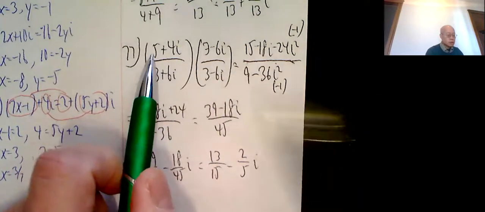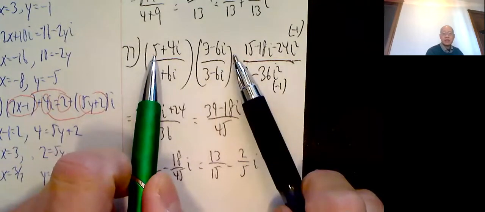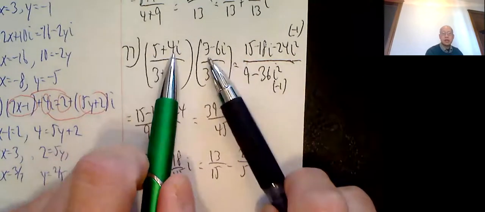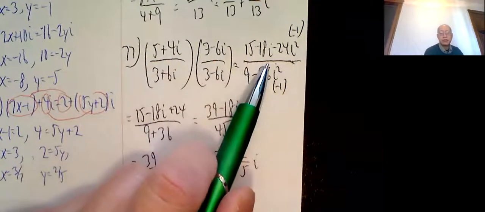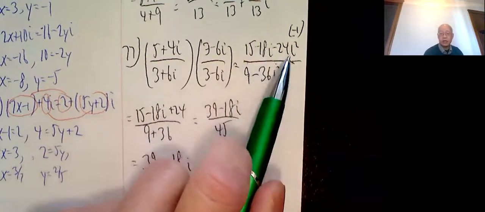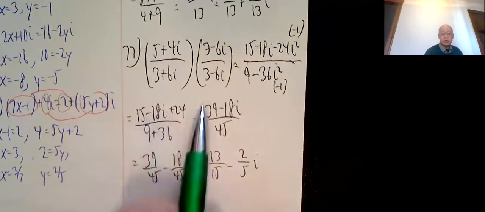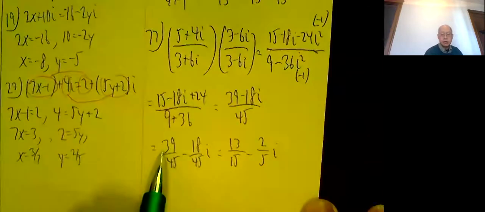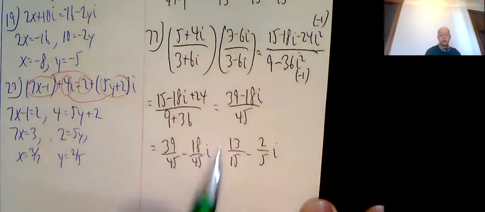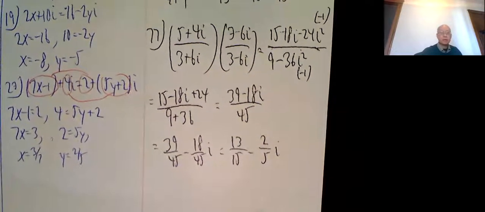Top is FOIL. 5 times 3 is 15. 5 times -6i is -30i, plus 12i is -18i, minus 24i squared. There's that i squared again, change it to -1. So that becomes a plus 24. 15 minus 18i plus 24. 39 minus 18i divided by 45. Break it into 2 and reduce. This reduces to 13 over 15 minus, take out a 9 here, 2/5 i. Okay, and that is section 9.6.